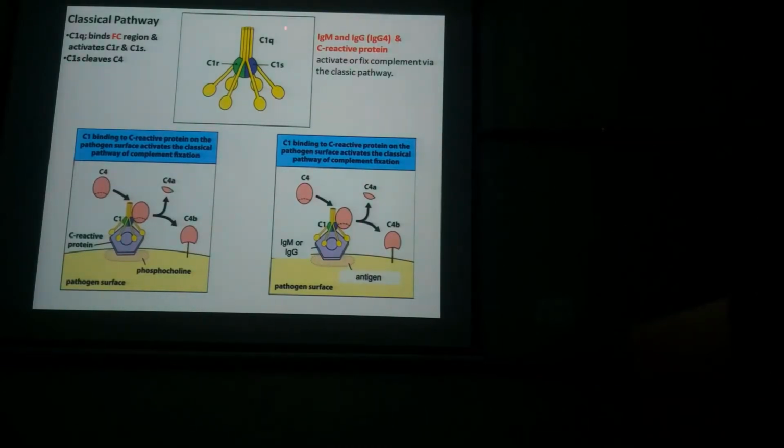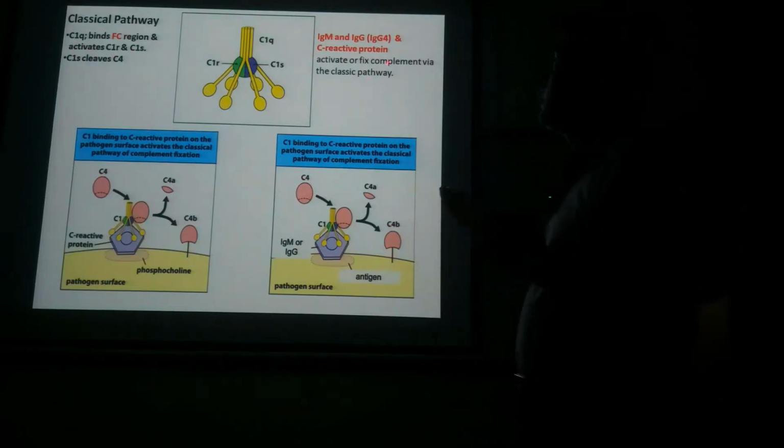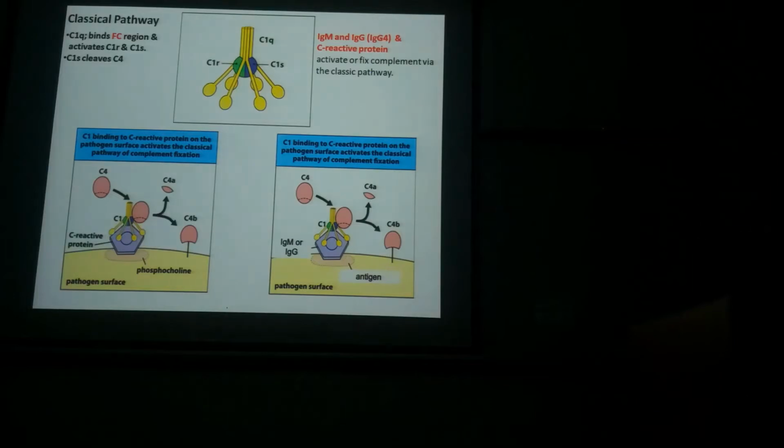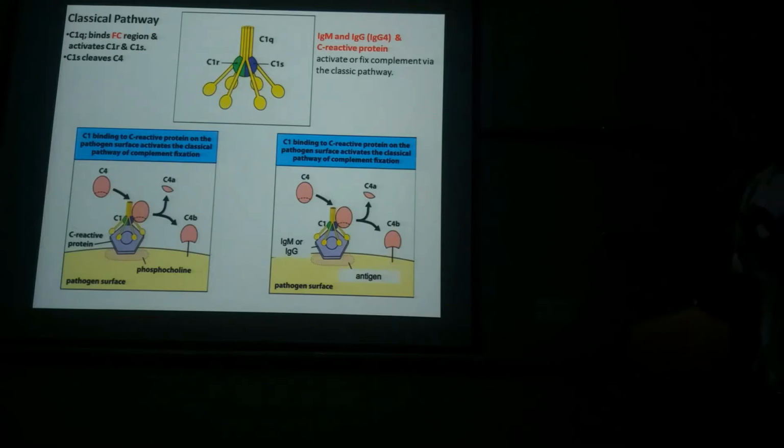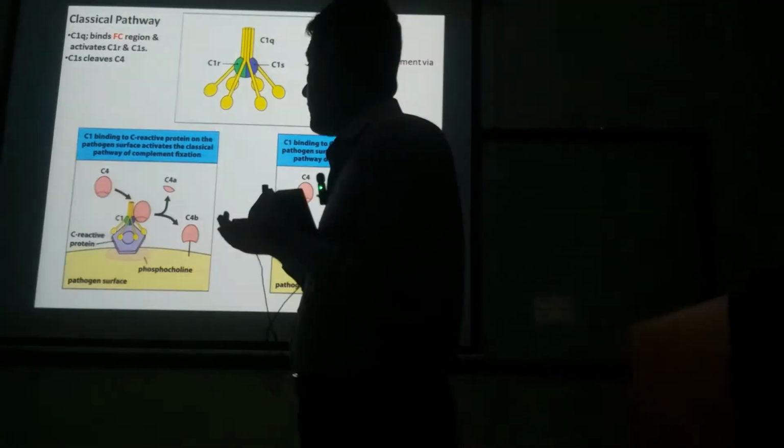This pathway is activated by some immunoglobulins like the IgM or IgG immunoglobulins, particularly the subclass 4, IgG4 immunoglobulins can activate this particular pathway. And this pathway can also be activated by the C-reactive protein. Okay, these are acute phase proteins which are synthesized in the liver when there is some kind of infection. So these proteins can also activate this particular classical pathway.